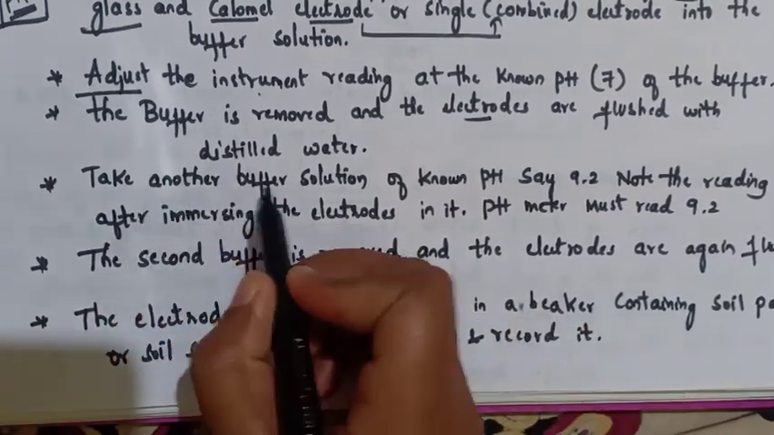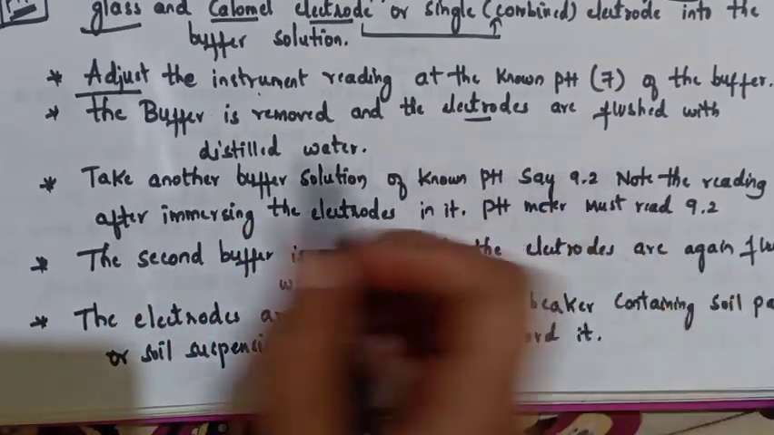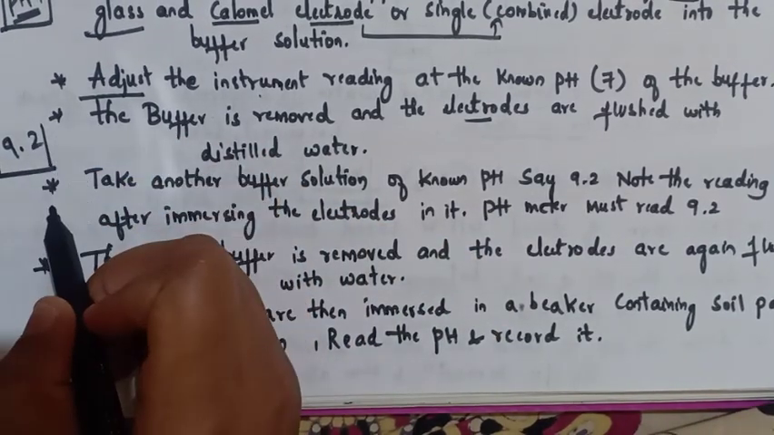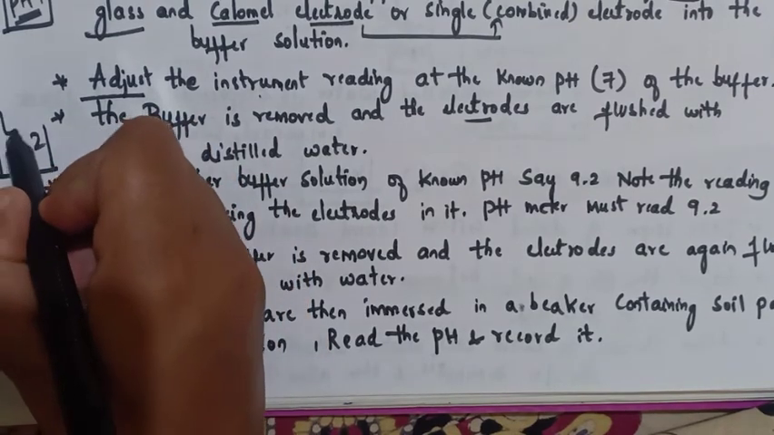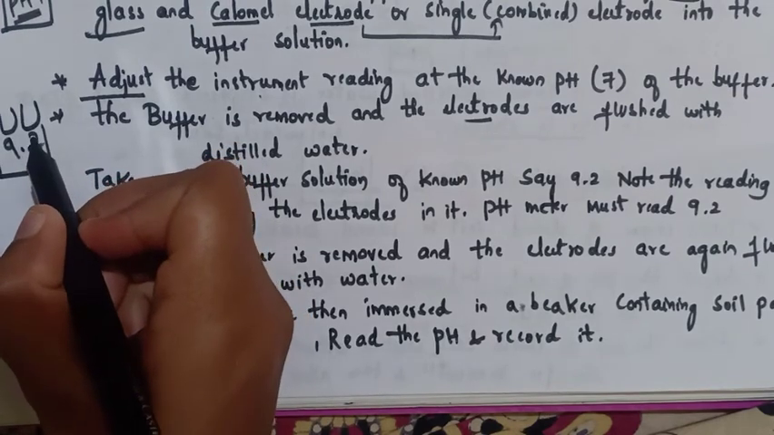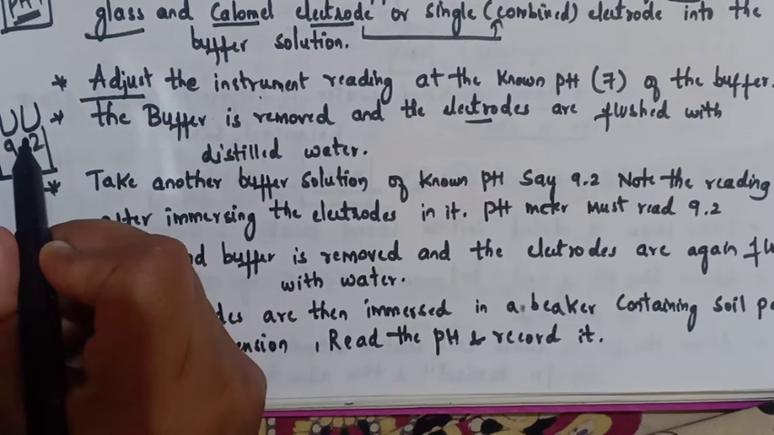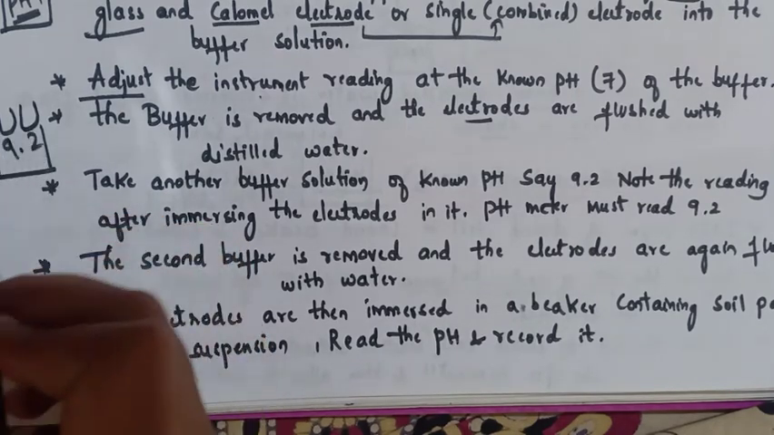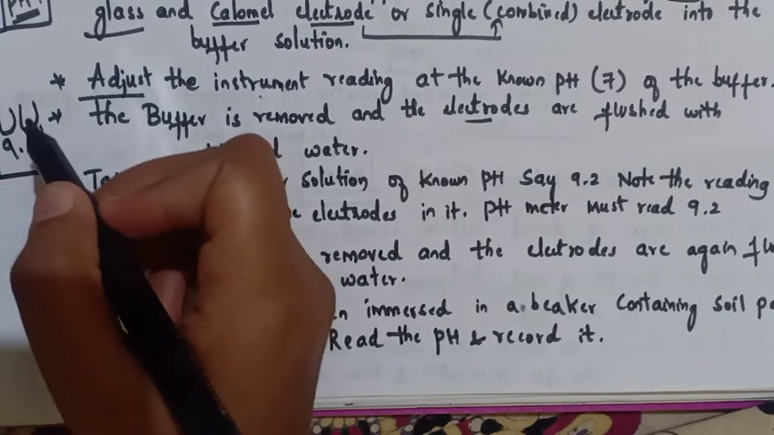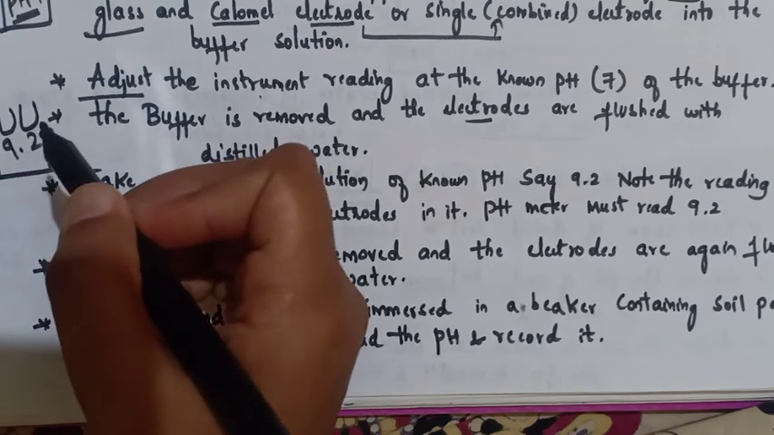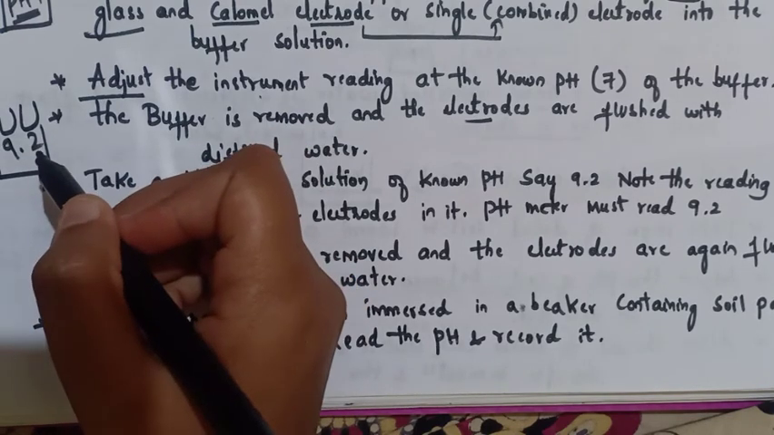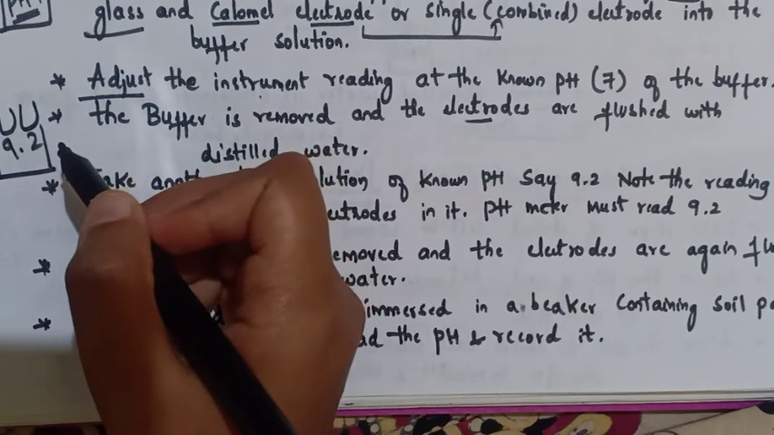See here, take another buffer solution of known pH 9.2. We have already prepared the buffer solution of 9.2. Then we have to immerse the glass electrode and reference electrode, that is calomel reference electrode, in this or a single combined electrode, and we have to note the reading after immersing the electrode in it. The pH must read 9.2. If the pH is not reading 9.2, then we have to adjust the instrument to 9.2. That is about the calibration.